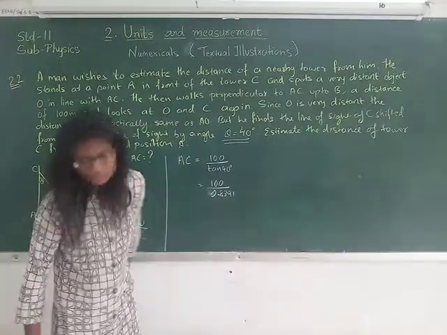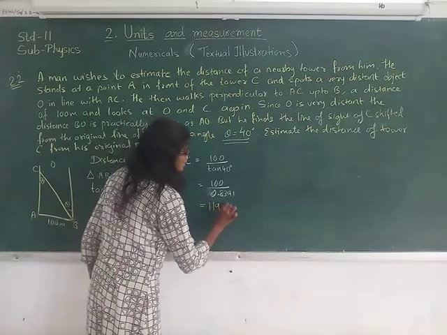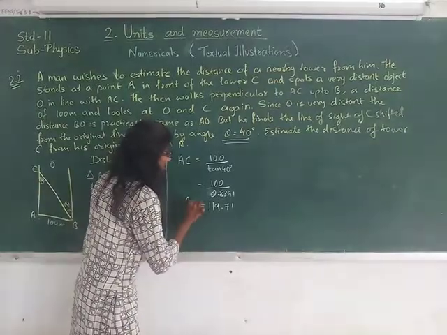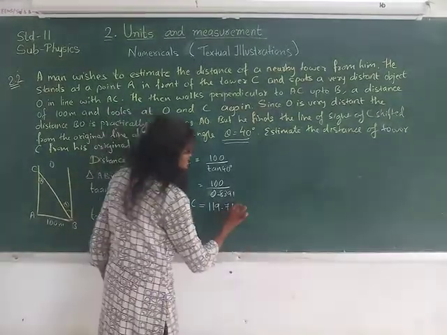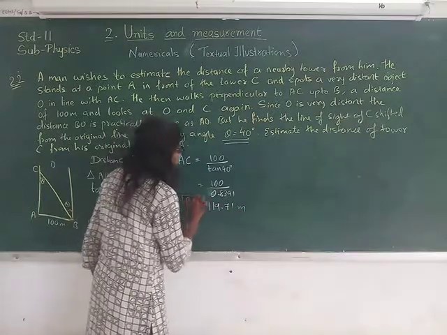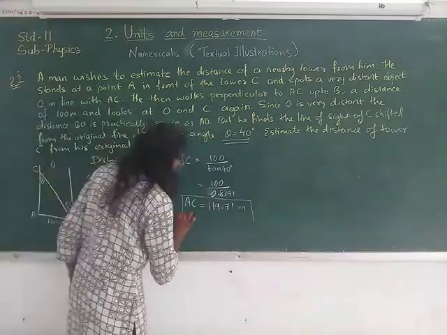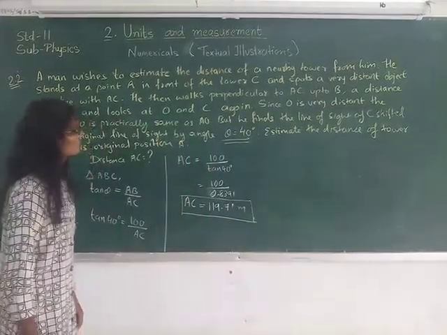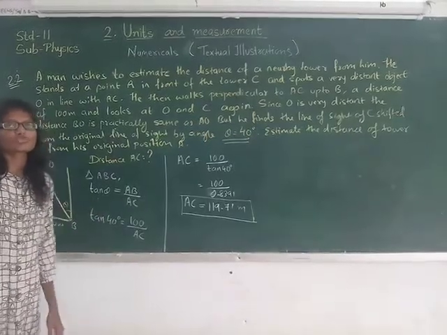0.8391 and its value is 119.71. So AC equals 119.17 meter. So this is the distance from A to C, that is 119.7 meter. So you may copy down this numerical, then we will be moving to the next numerical.